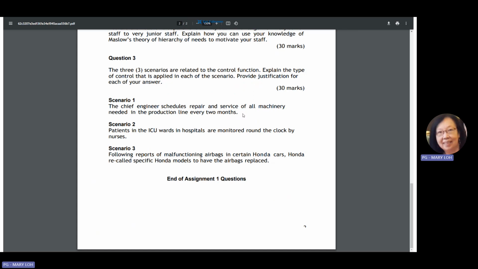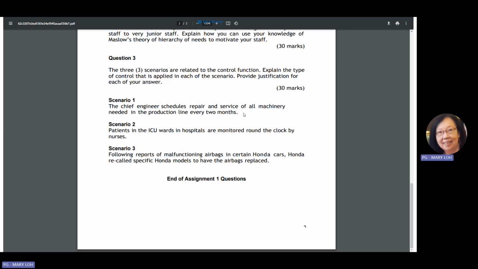You don't want something to go wrong. You don't want the machine and equipment to break down. So you're doing servicing, just like you go and service your car. You drive your car a certain number of km, they ask you to bring back your car. That is feed-forward control. That means you're trying to prevent something bad from happening. Because you don't want your machine to break down, you carry out the maintenance to prevent. So the answer is feed-forward control for scenario 1.